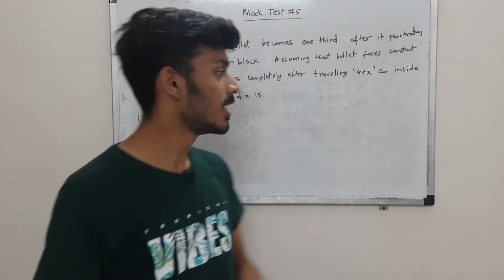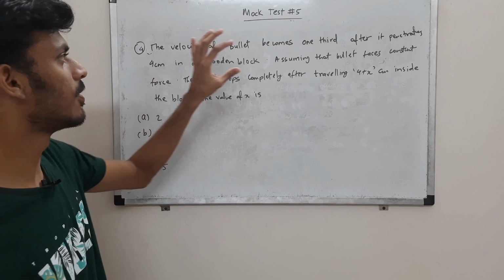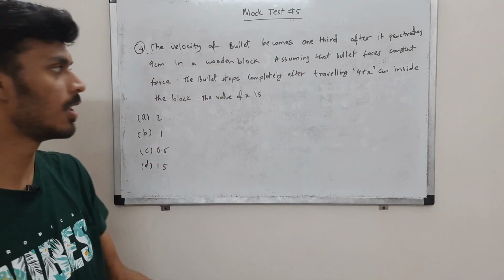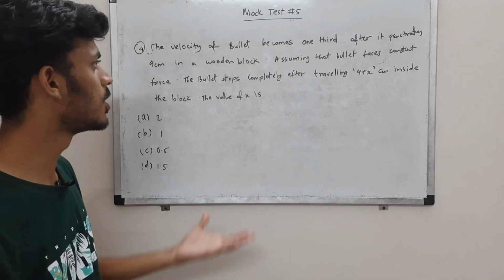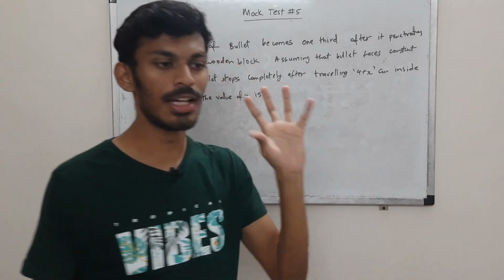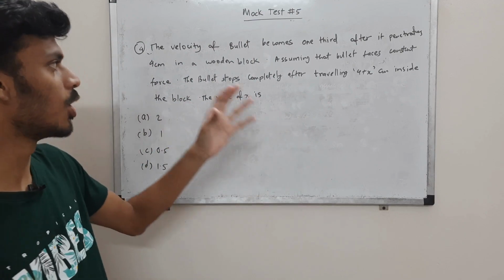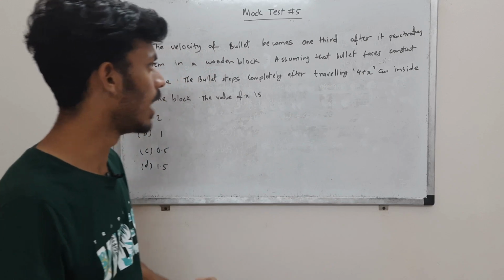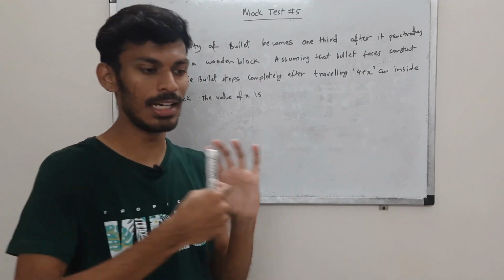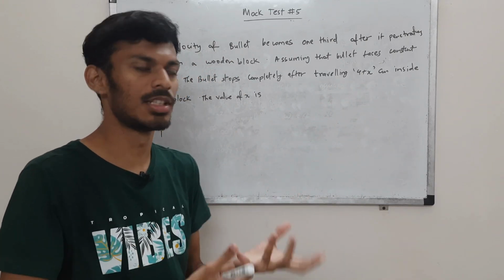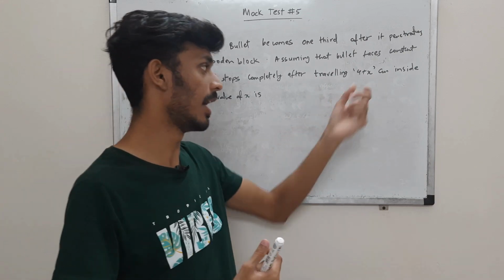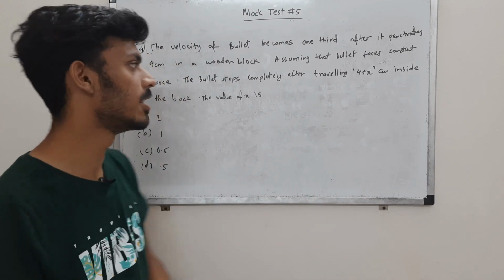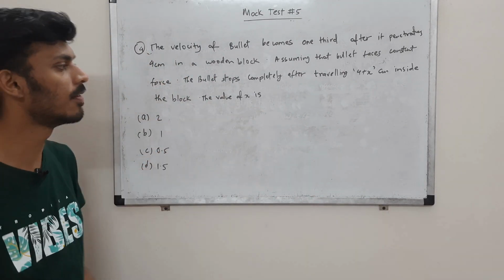Now coming to question number 4, here we are given that the velocity of a bullet becomes 1/3 after it penetrates a distance of 4 centimeters in a wooden block. We are supposed to assume that the retarding force the bullet is facing is constant, and we are told that the bullet stops completely after traveling an additional distance x. So it has already traveled 4 centimeters and lost some kinetic energy. It will travel an additional distance x inside, and it will stop. The kinetic energy will become 0. You are supposed to find the value of this x.